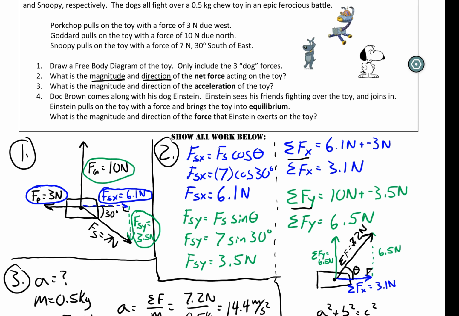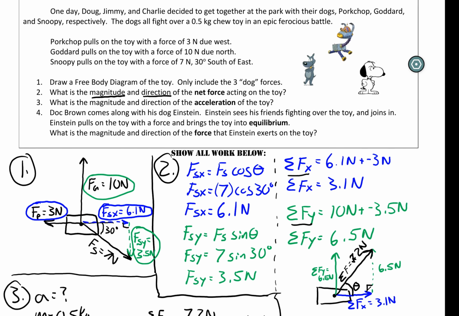Same with number 4. So number 4 says, Doc Brown comes along with his dog Einstein. Einstein sees his friends fighting over the toy and joins in. Einstein pulls on the toy with a force and brings the toy into equilibrium. What is the magnitude and the direction of the force that Einstein exerts on the toy? So for this one, you had to know what equilibrium is. Equilibrium is when the net force is equal to 0.